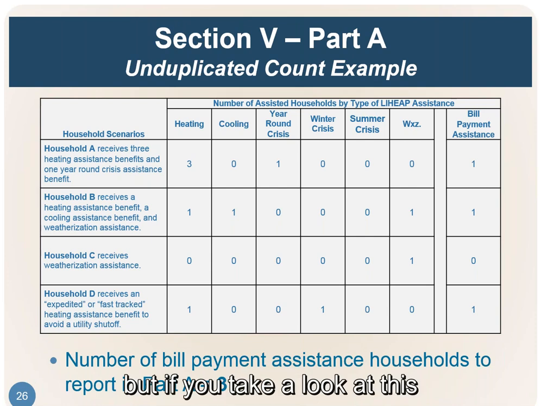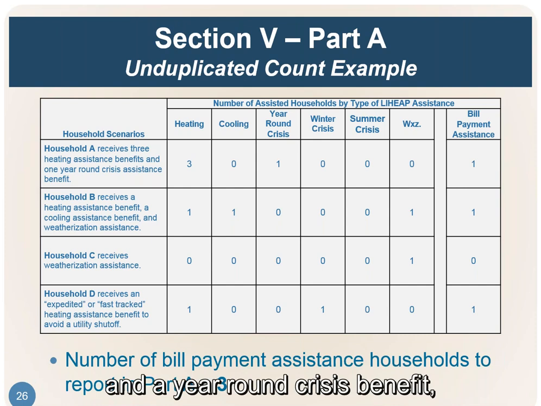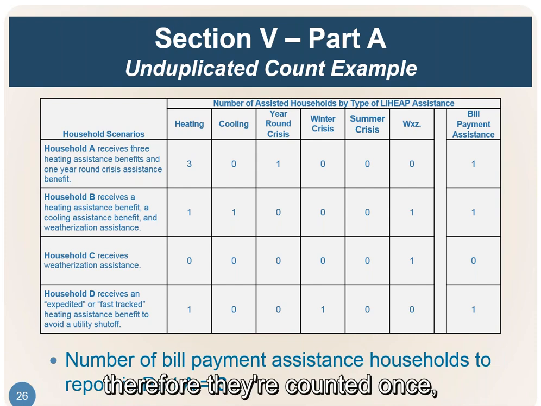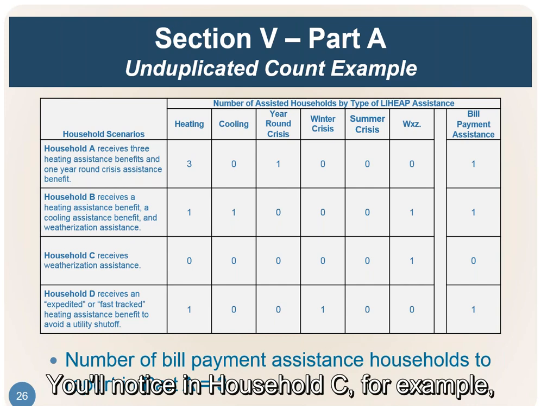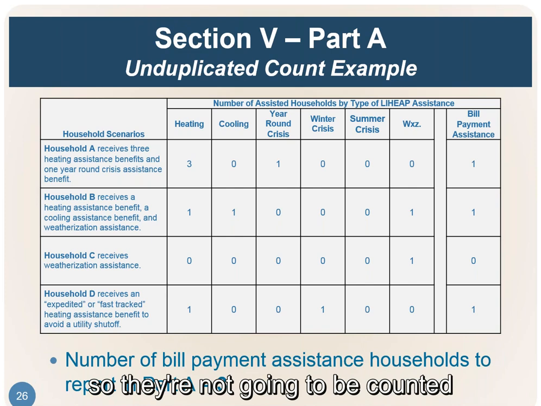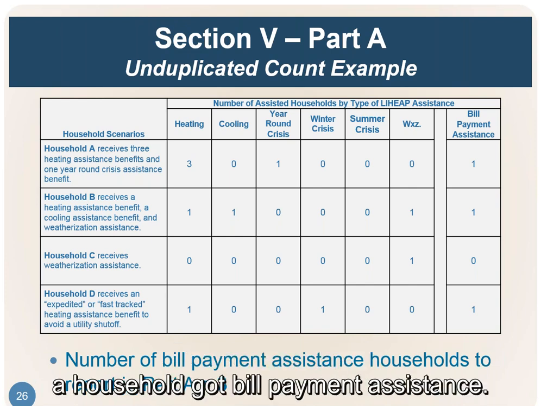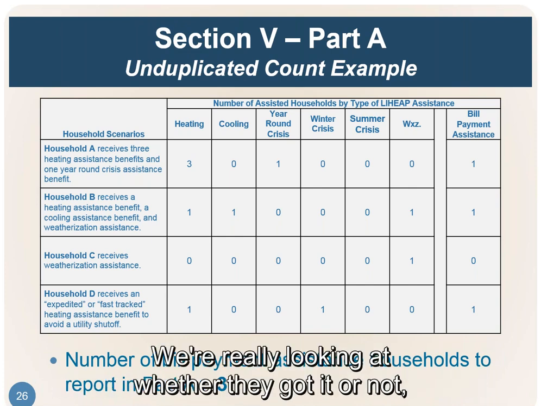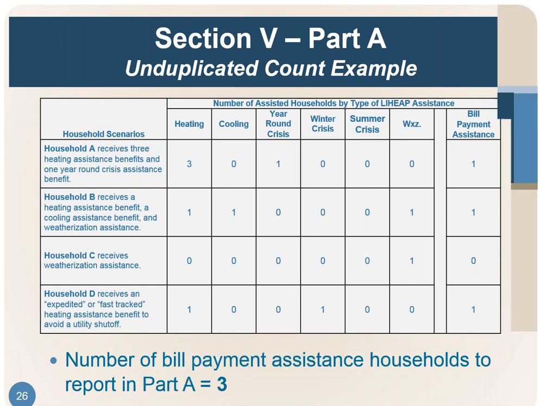But if you take a look at this, you'll notice that household A got 3 heating benefits and a year-round crisis benefit. Therefore, they're counted once as one household under the bill payment assistance line. You'll notice in household C, for example, they only receive weatherization assistance, so they're not going to be counted in the bill payment assistance line. So we're not looking at the number of times a household got bill payment assistance. We're really looking at whether they got it or not. And so this gives you a nice little breakdown of how you would count that.